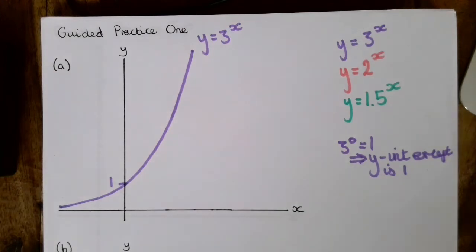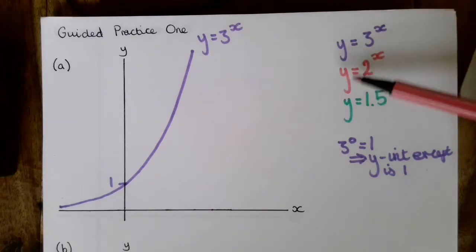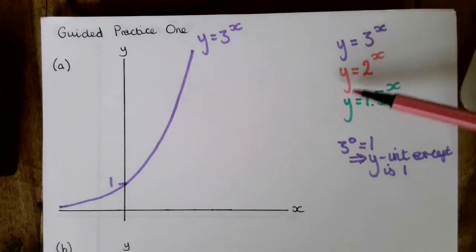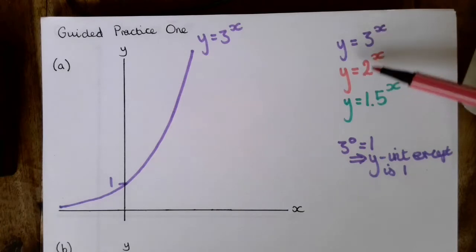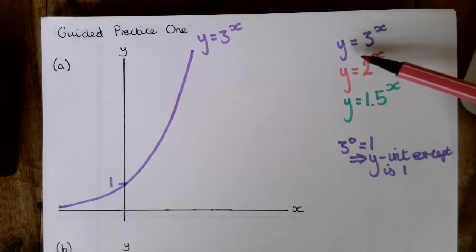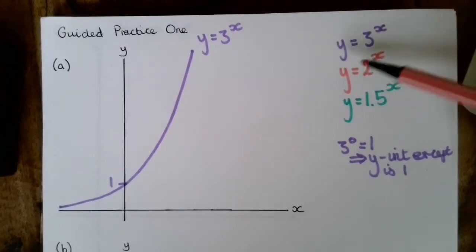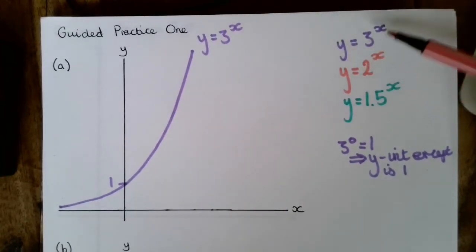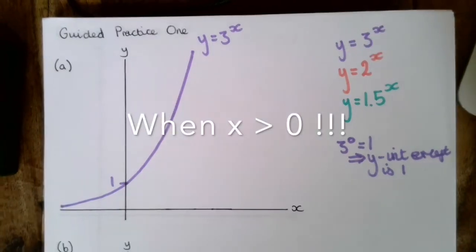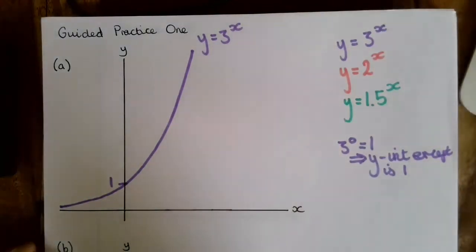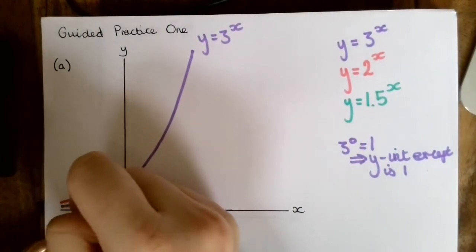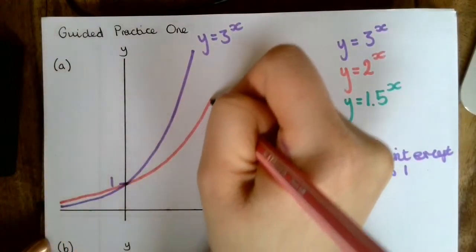Now we're going to draw y equals 2 to the power of x. If we compare the values for y equals 2 to the power of x to y equals 3 to the power of x, 2 is smaller than 3, so 2 to the power of 2 would be smaller than 3 to the power of 2. In fact, if x is the same, the values for y equals 2 to the power of x are always going to be smaller than the values for y equals 3 to the power of x. It is going to look like that.